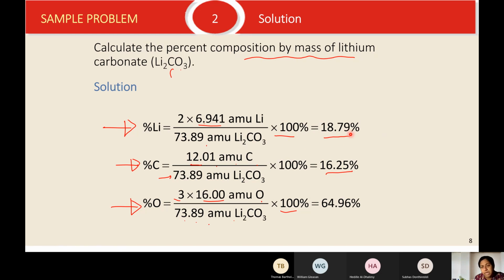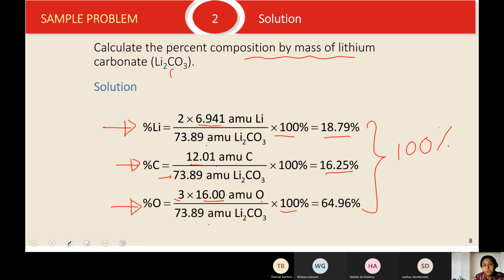So we gave the percent composition of the mass of lithium in this lithium carbonate. The lithium has 18.79 percentage by mass and carbon has 16.25 percentage by mass and oxygen has 64.96 percentage by mass. So if I add all these three percentages, I will get 100%.